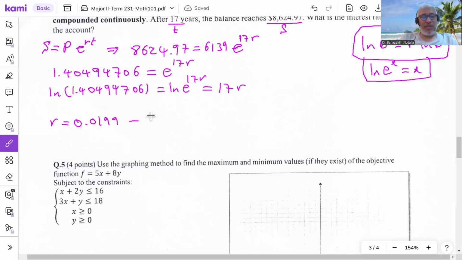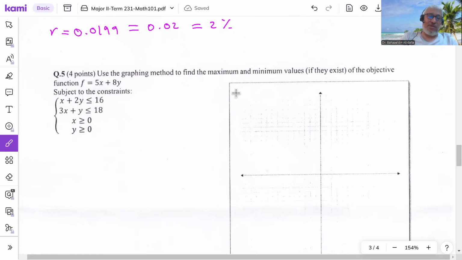0.0199999. So it is point, well, it is not 9 always. After 4 nines, I have 7. So I'll just keep it like this, and I'll make it 0.02 because you can approximate here. I have 9999, so it would be 0.02. So this is exactly 2%. So R is 2%. The interest rate here is 2%. So pay attention here, we divide by 17. ln of this number divided by 17.